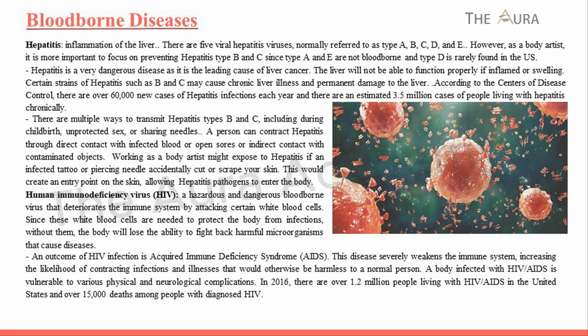Bloodborne diseases. Hepatitis. Inflammation of the liver. There are 5 viral hepatitis viruses, normally referred to as type A, B, C, D, and E. However, as a body artist, it is more important to focus on preventing hepatitis type B and C, since type A and E are not bloodborne and type D is rarely found in the US.